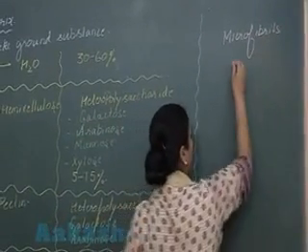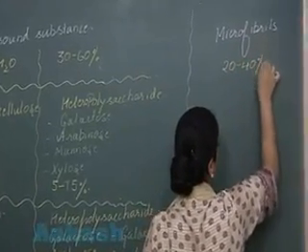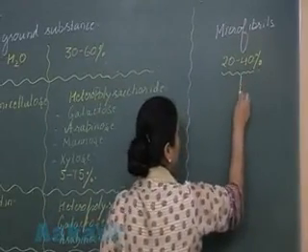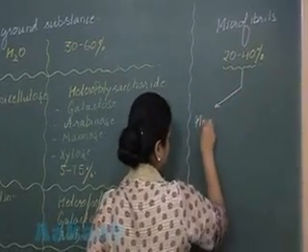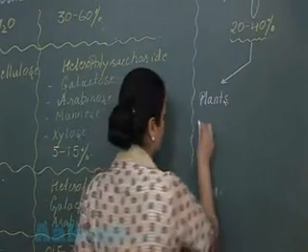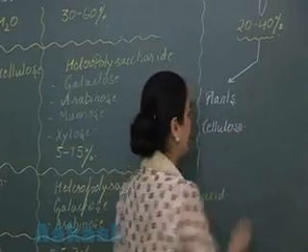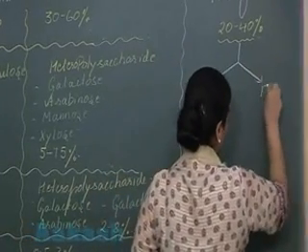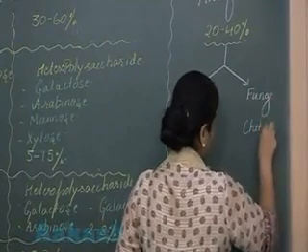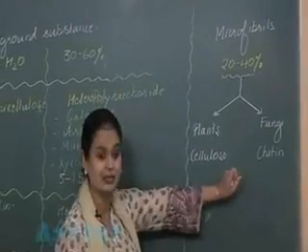The percentage of the microfibrils present in the cell wall, that is 20 to 40%. Now in the case of the plants, the microfibrils present are composed of cellulose, and in the case of the fungi, the microfibrils present are composed of fungal cellulose, and that fungal cellulose is known as chitin.